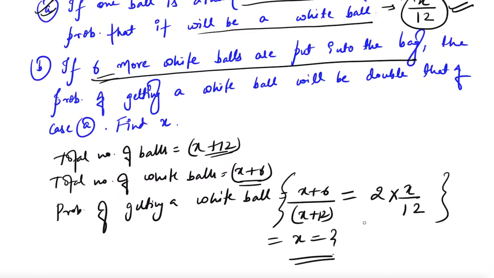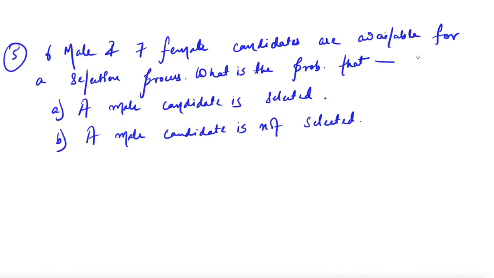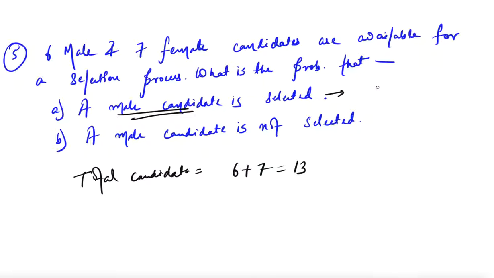Fine. So let us move on to the next question. 6 male and 7 female candidates are available for a selection process. What is the probability that a male candidate is selected? Simple. What are total number of candidates? Total candidates is equal to 6 plus 7, 13. Out of this, I want a male candidate. So the probability that a male candidate is selected will be total number of male candidates divided by total number of candidates, that is 6 by 13.